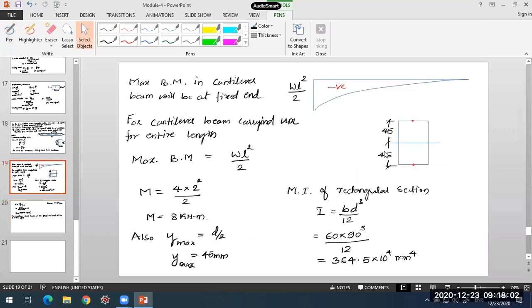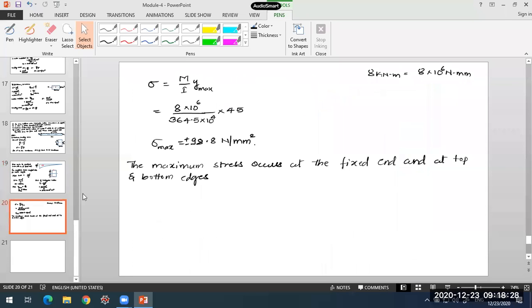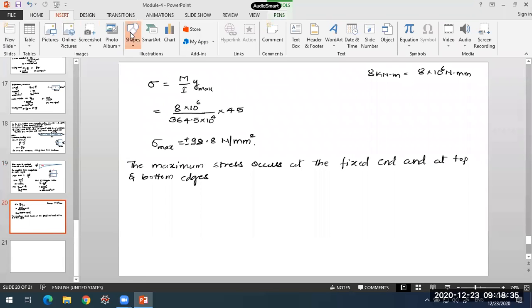Why is that? If I consider a point on the top edge, it will be subjected to tension, which we can take to be positive. Whereas if I consider a point on the bottommost edge, these fibers will be under compression due to the bending nature. So I can say plus or minus 98.8. On the top, tension will be there. On the bottom, compression will be there. That is the bending stress nature, how it varies.